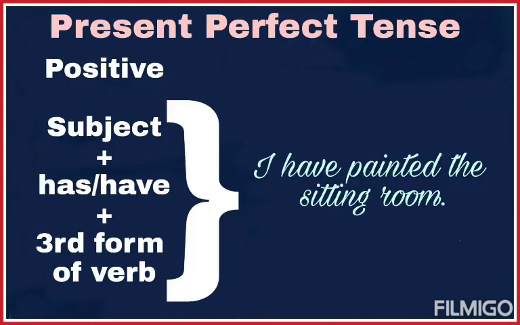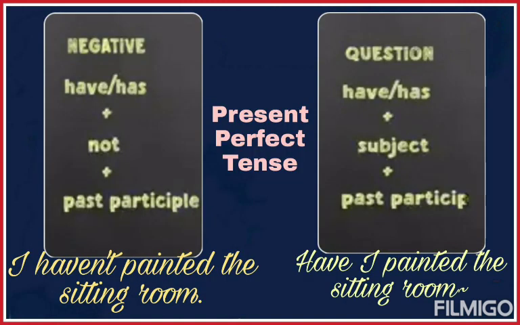Now let's remind ourselves of the form of the two tenses. The present perfect tense is formed with has or have plus the third form of the verb. For example, I have painted the sitting room. To make it negative, we add not after has or have, and to make interrogative sentences, we add has or have at the beginning of the sentence.